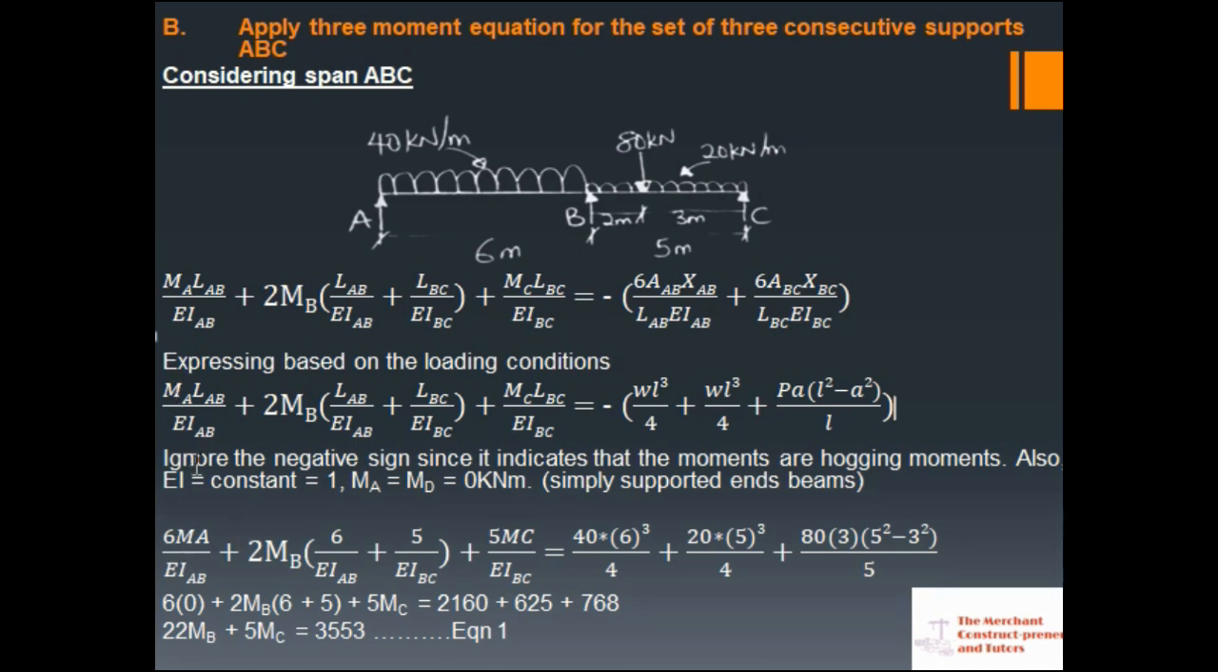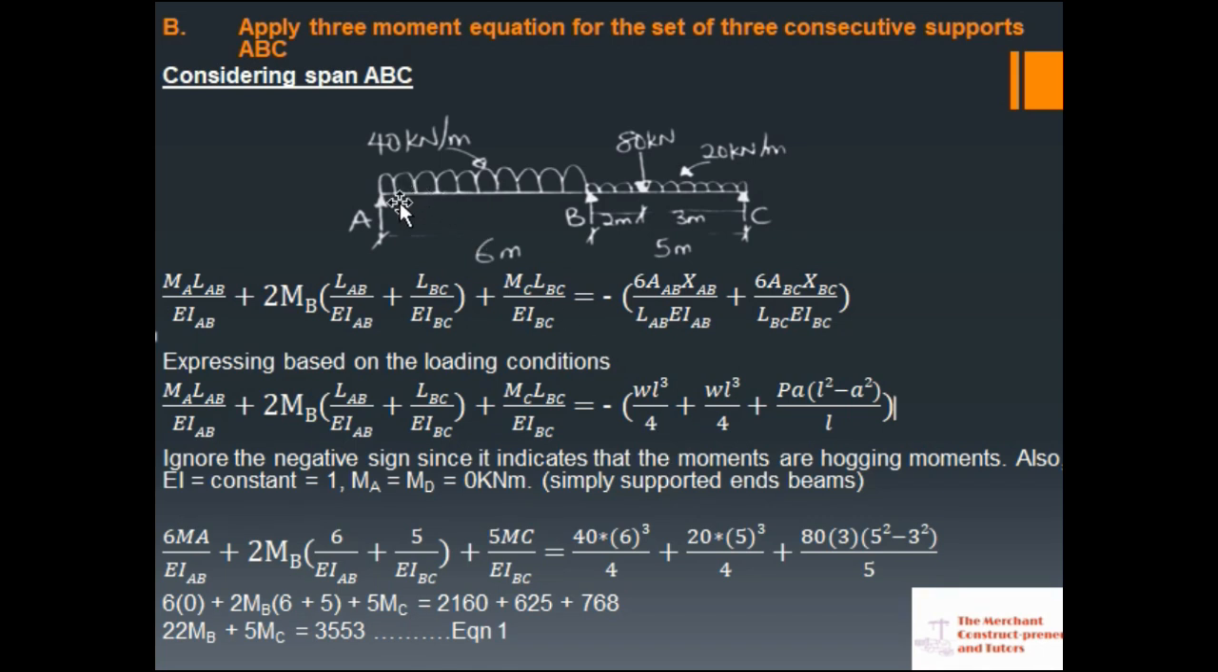the length of AB is 6 meters. So 6 multiplied by the moment at A equals this dimension here. So we have this now. This one equals 1. MA equals 0. So 6 times 0 plus 2 MB (6 plus 5). This is exactly 1, as stated in the question.